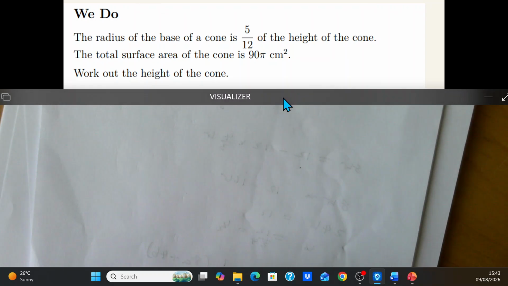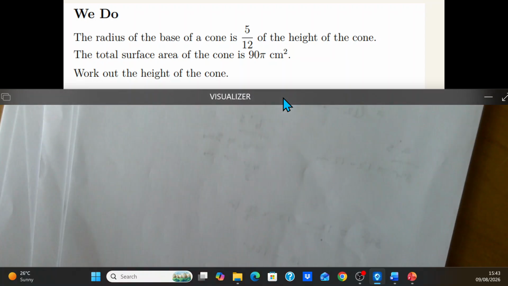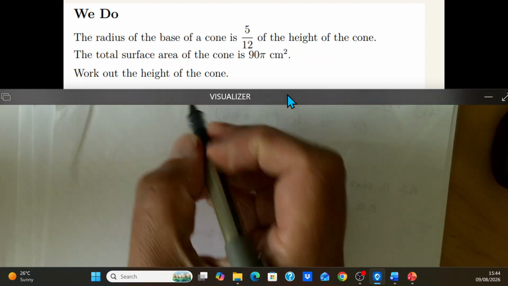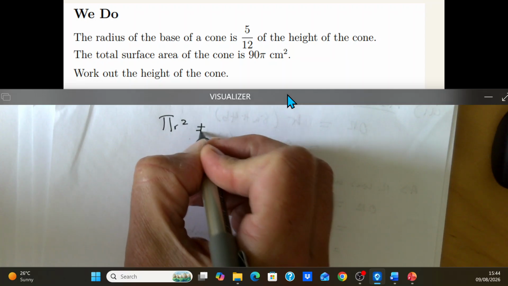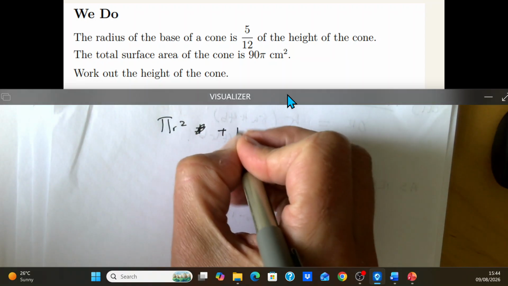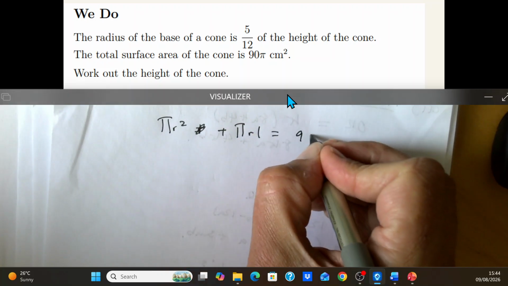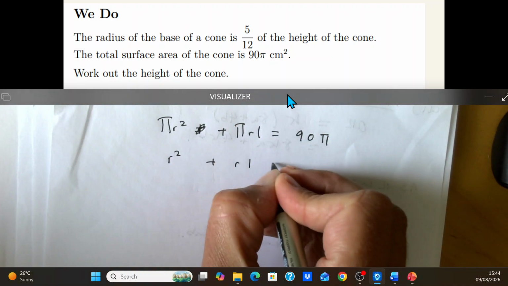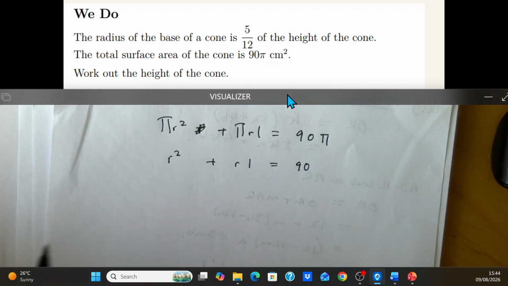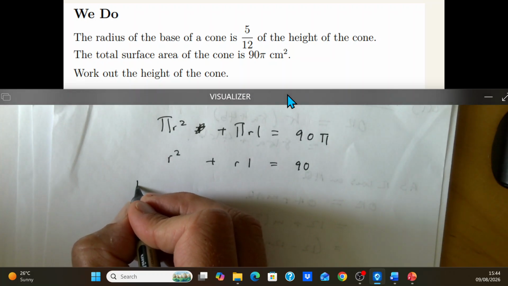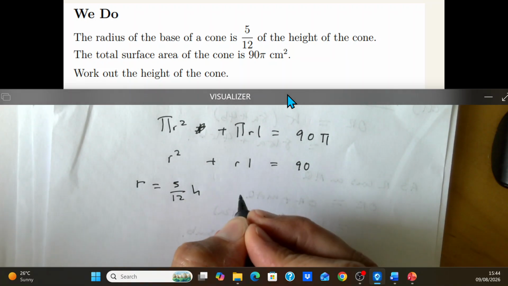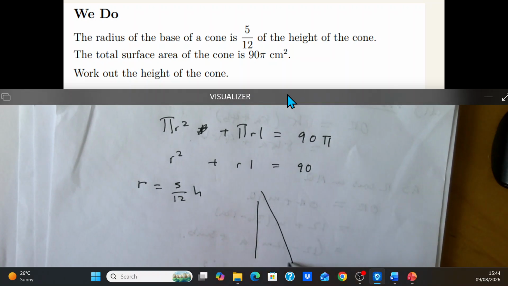So what did I say first? The first thing I did, because of the pi's, was to say pi r squared plus pi r L equals 90 pi, because that's what the question is, and cancel the pi's. Right, what are we told that r equals? So we need to work out our L using our r and our h.